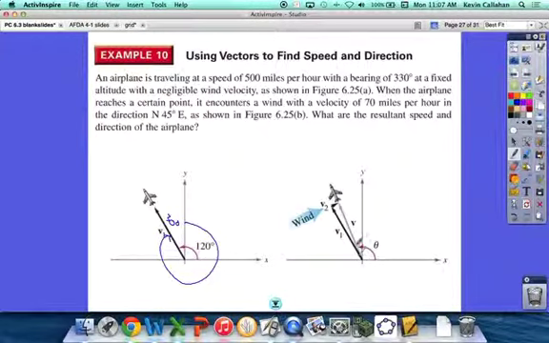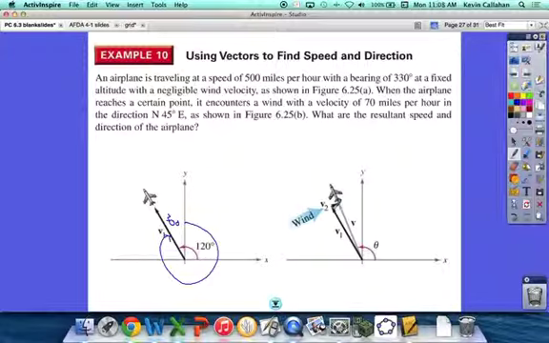Right, this is what the indicated speed is. This is what the wind is doing. In the end, it's going here to here. So the question is, what is the resultant speed and direction of the plane? Yeah, how do we find this vector right here? Well, we're going to have to add V1 plus V2. How do you add vectors? You add the components. So you're just going to have to find the components and add them up.